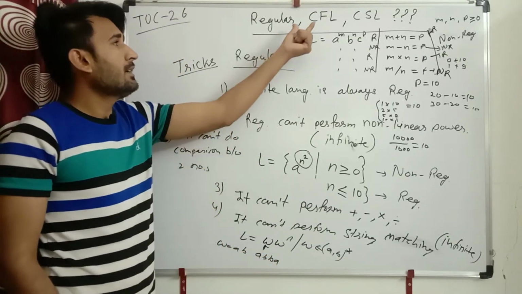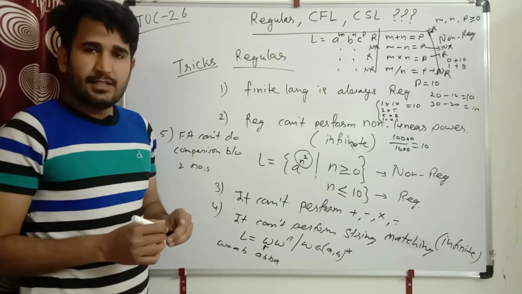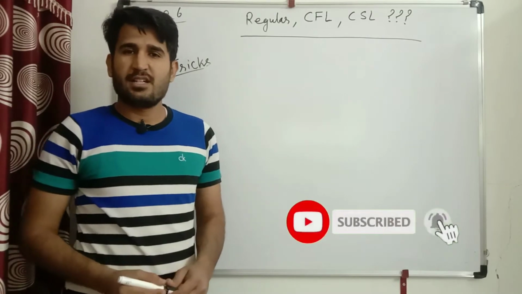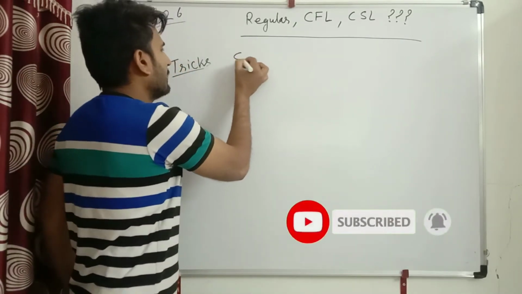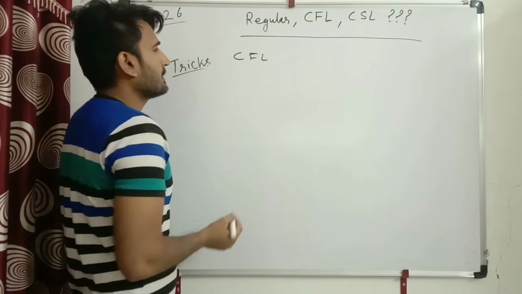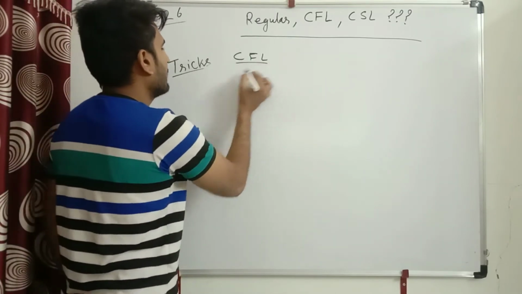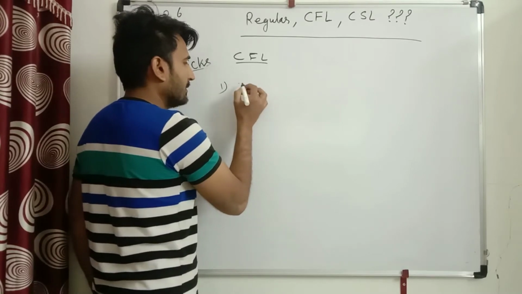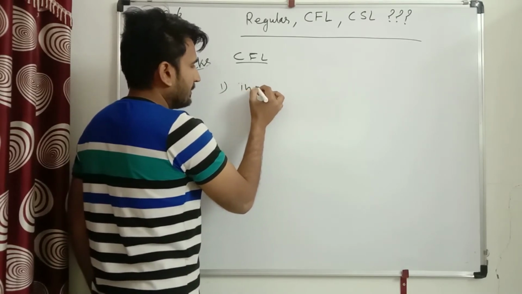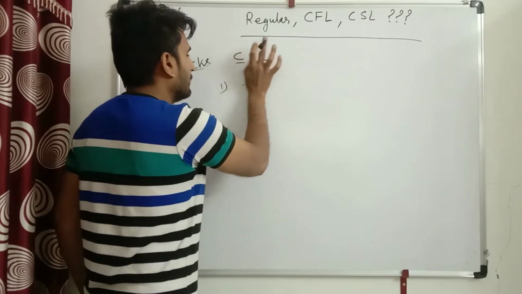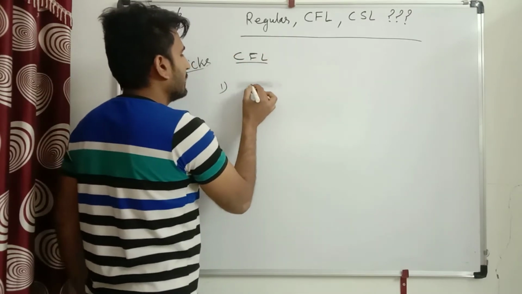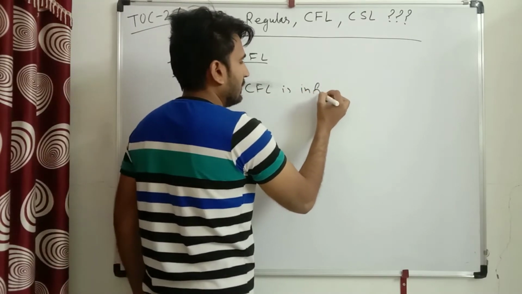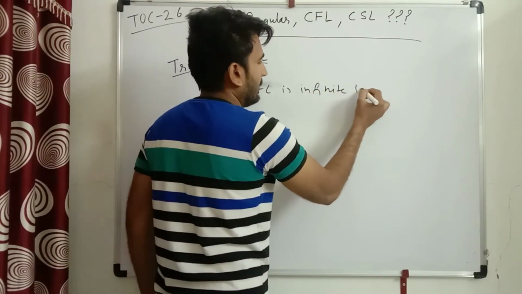Next, we'll see CFL. How do we identify whether the given language is a CFL? Now let's discuss CFL, context-free language. First trick: CFL is an infinite language.